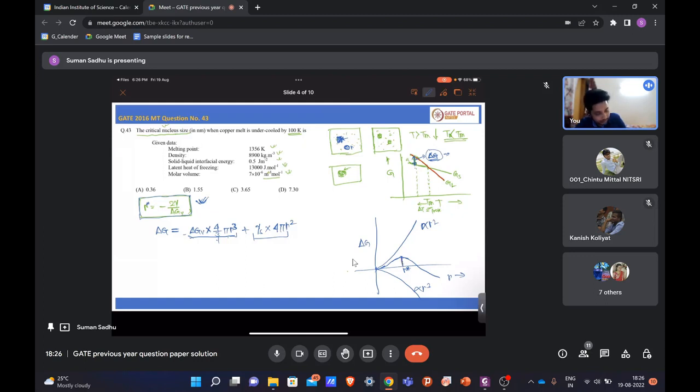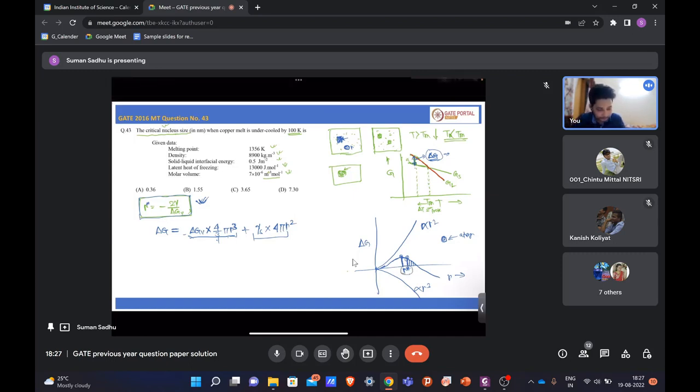If a nucleus of size r star is formed, it is kind of at a metastable state. Now if one more atom jumps into this cluster, its radius will further increase. If the radius increases, its free energy is decreasing, right? So it will be stable again. That's why it is called the critical radius.